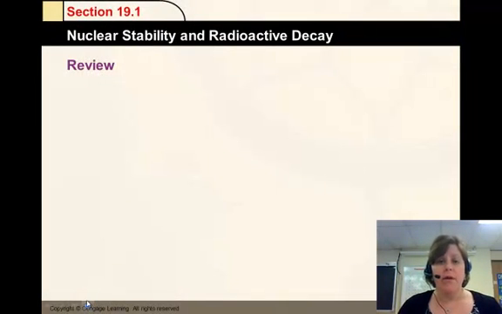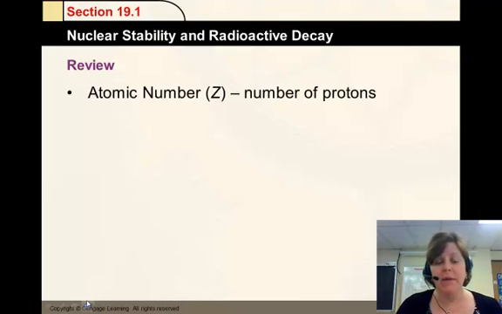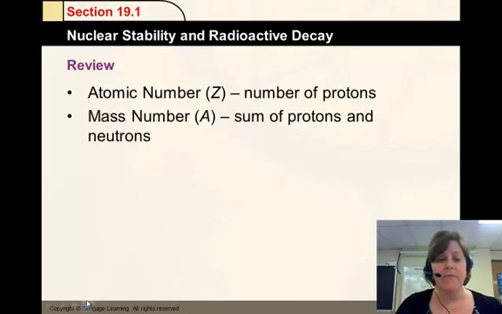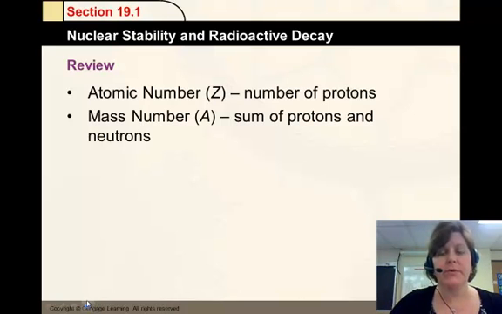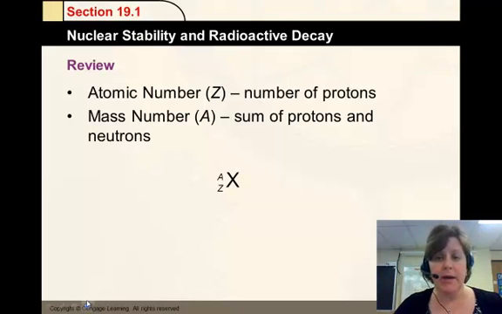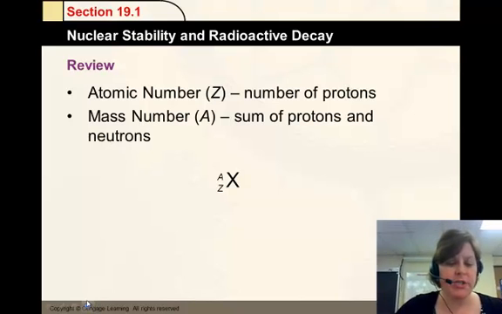Now, what makes an atom stable? The atomic number, or the number of protons, is noted by the letter Z. The mass number, or the sum of the protons and the neutrons, is A. A shorthand way to write an element is by this formula, A over Z, X. Now, it's not really a formula, but it's just a way to show something.